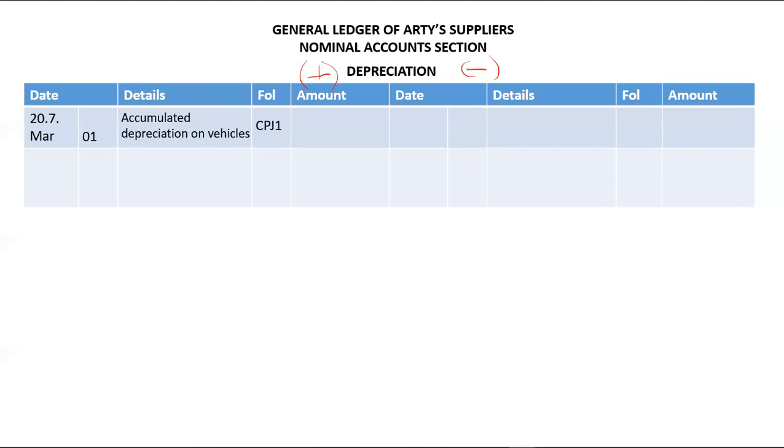It will be recorded in the general journal, not CPJ. It will be recorded in the general journal, and the amount will be 30,000. Accumulated depreciation on equipment will be in the general journal as well, and the amount will be 12,000.